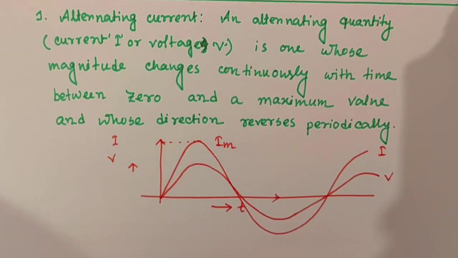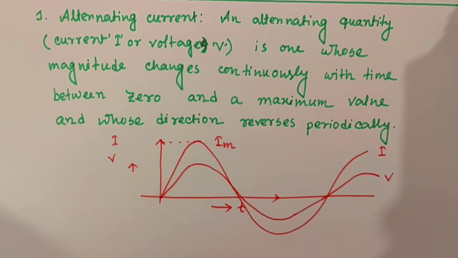Now when a coil is rotated rapidly in a strong magnetic field, what happens? Magnetic flux linked with the coil changes. As a result, an EMF is induced in the coil and induced current flows through the circuit. This voltage and current are known as alternating voltage and current.